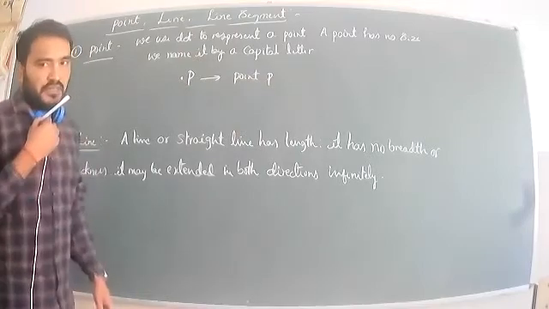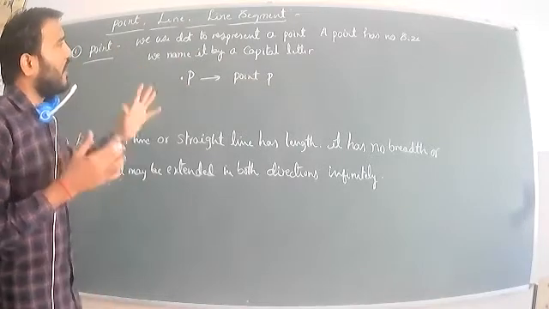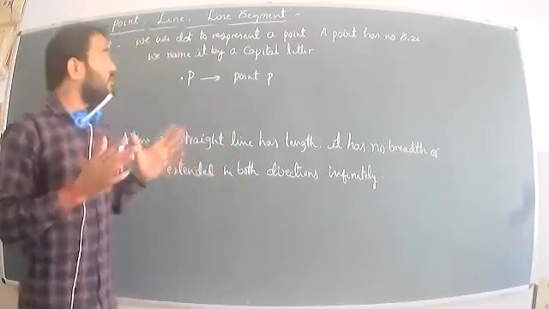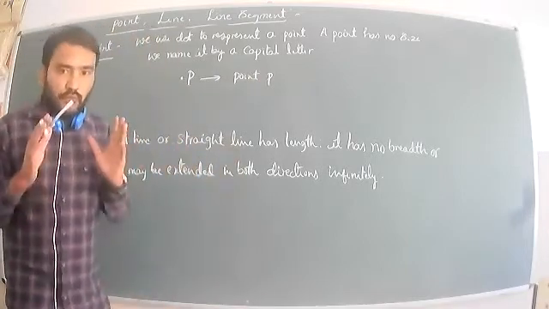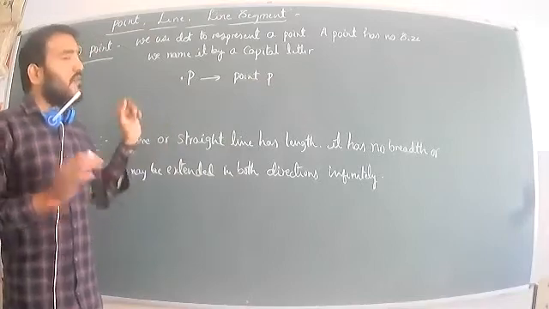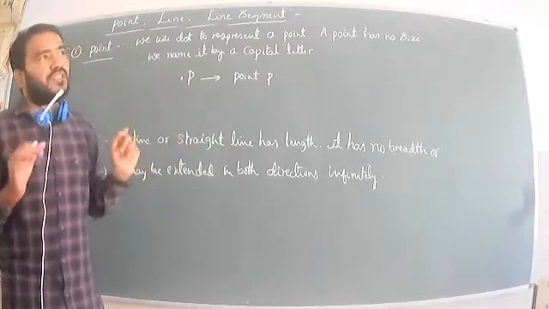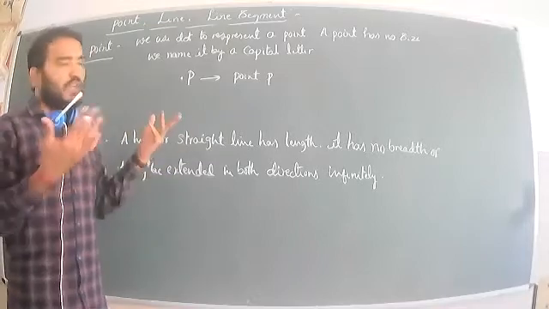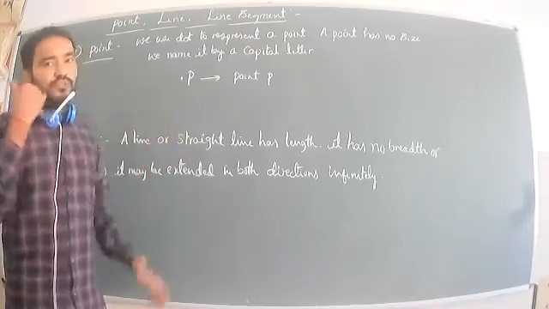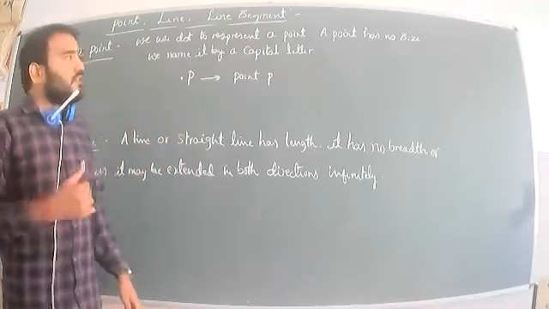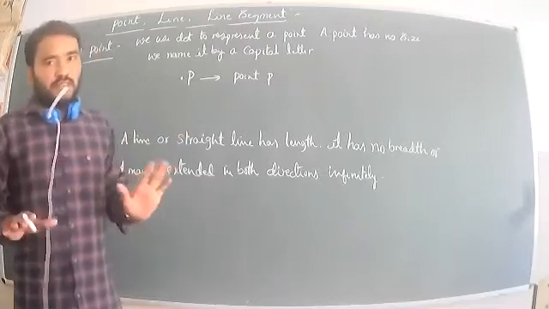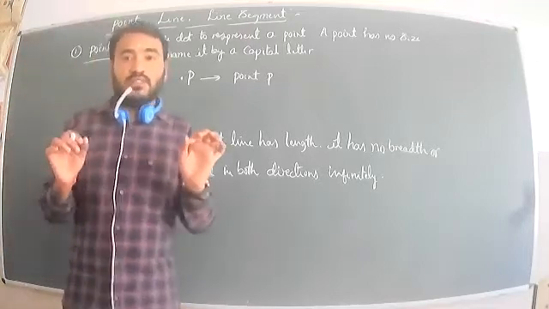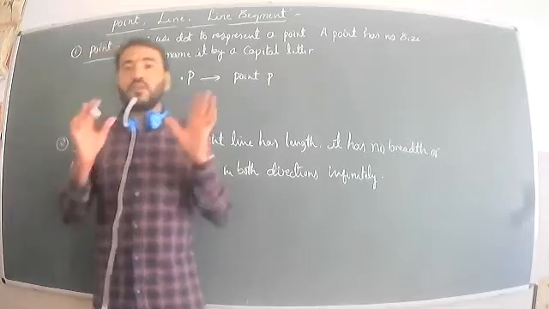Once again, I will repeat the point. We use a dot to represent a point. We can make it using a pencil or pen, or a chalk piece, or colored pens. A point has no size. It is the simplest form and the shortest form of geometry.